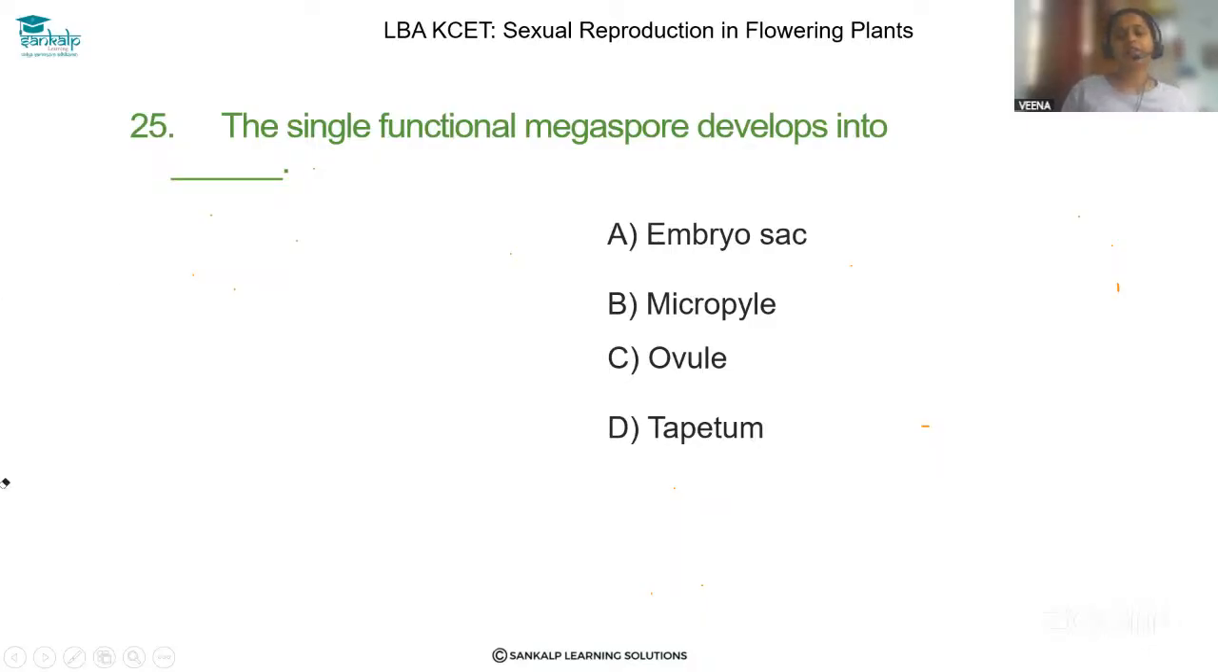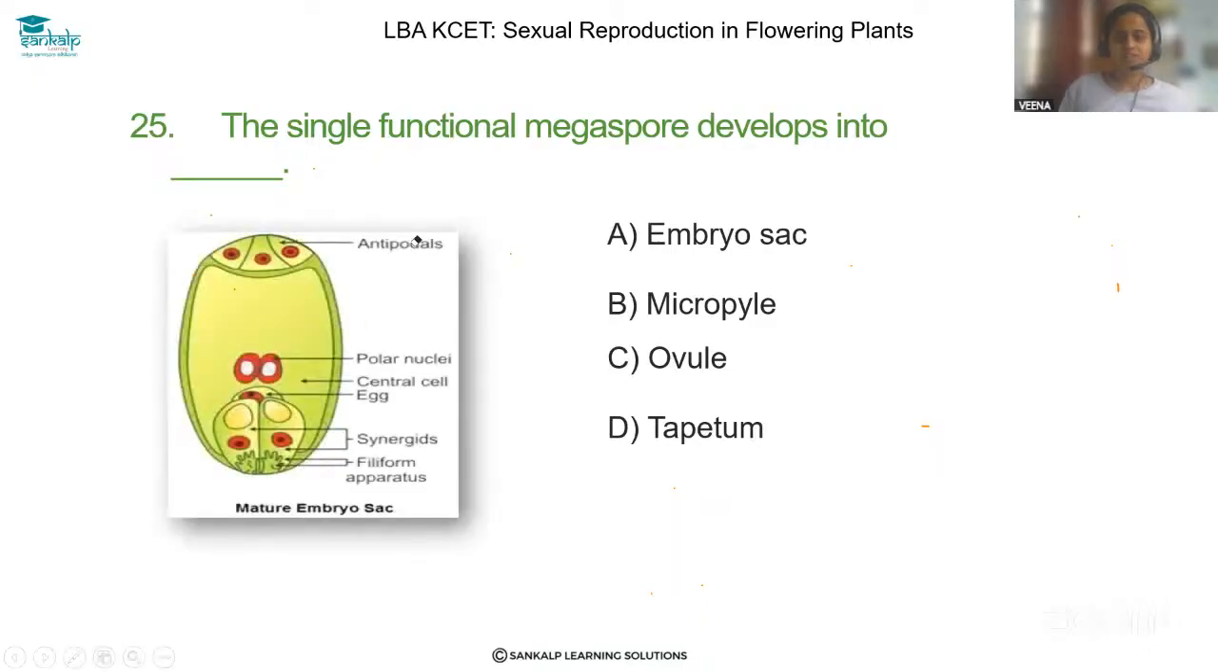Let's solve the 25th question. The single functional megaspore develops into. Dear children, just observe the structure here. As you know that megasporogenesis is taking place in the MMC cell, right? So that is the megaspore mother cell undergoing meiotic division to form the 4 megaspores.